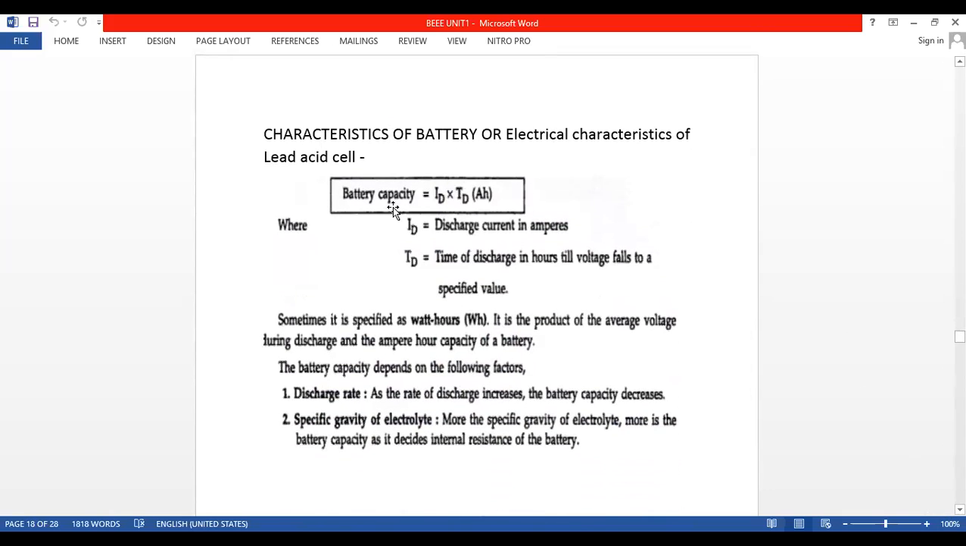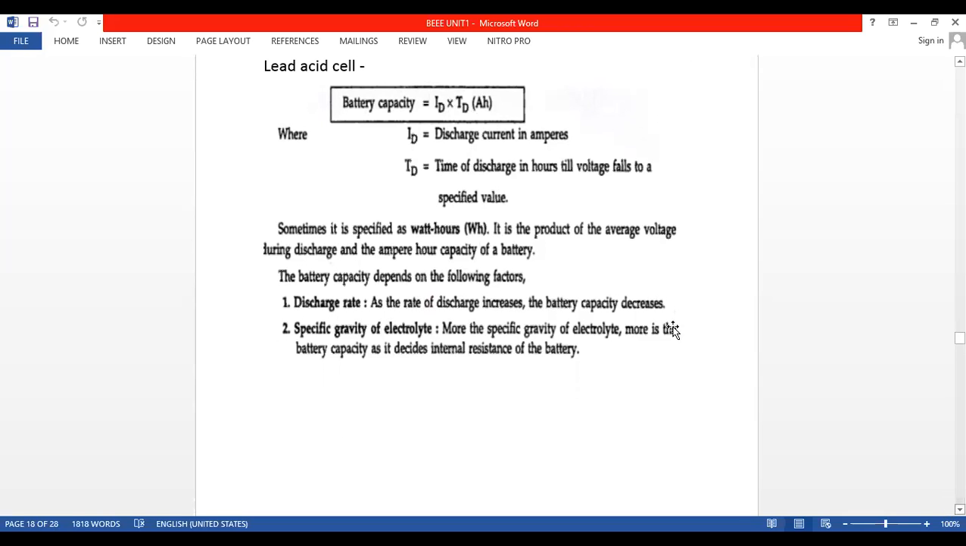First is battery capacity. So how much time is taken by the battery to release the energy. Whenever we say the word release the energy, it is nothing but the discharge current. So battery capacity is the product of discharge current into time taken to discharge. The simple definition. So discharge rate, the rate at which the battery starts to release the energy. As the rate of discharge increases, battery capacity increases. So if the battery is taking maximum time to discharge, very slow discharge, then we can say its discharge rate is high.